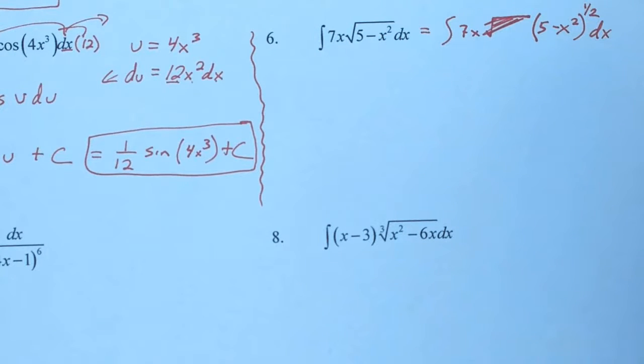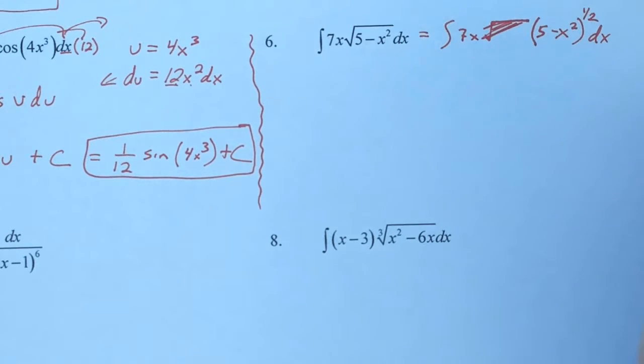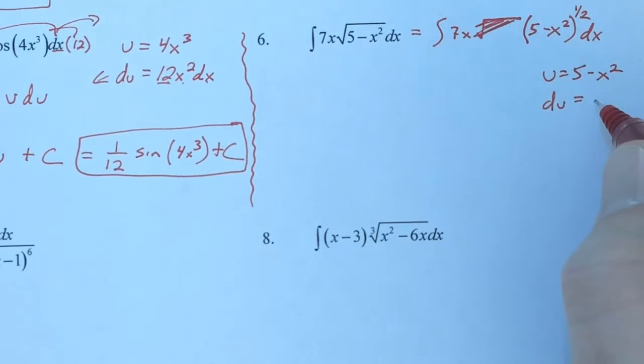Okay, so how do we go about this? Well, what do you think the inner function is going to be? Yeah, hopefully you pick 5 minus x squared. So u is equal to 5 minus x squared, and the derivative of that will be negative 2x dx.